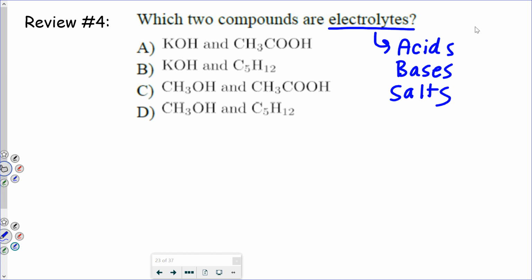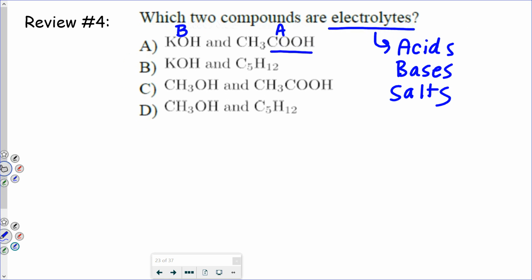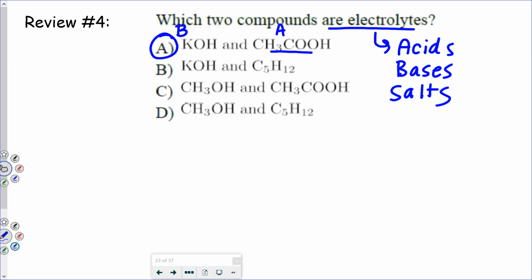If you look at A, KOH is on table L, which are your common bases. So this is a base. CH3COOH, that COOH on the end, tells us it's an organic acid, and it's also found on table K, so this is an acid. So acids and bases are electrolytes, so choice A.